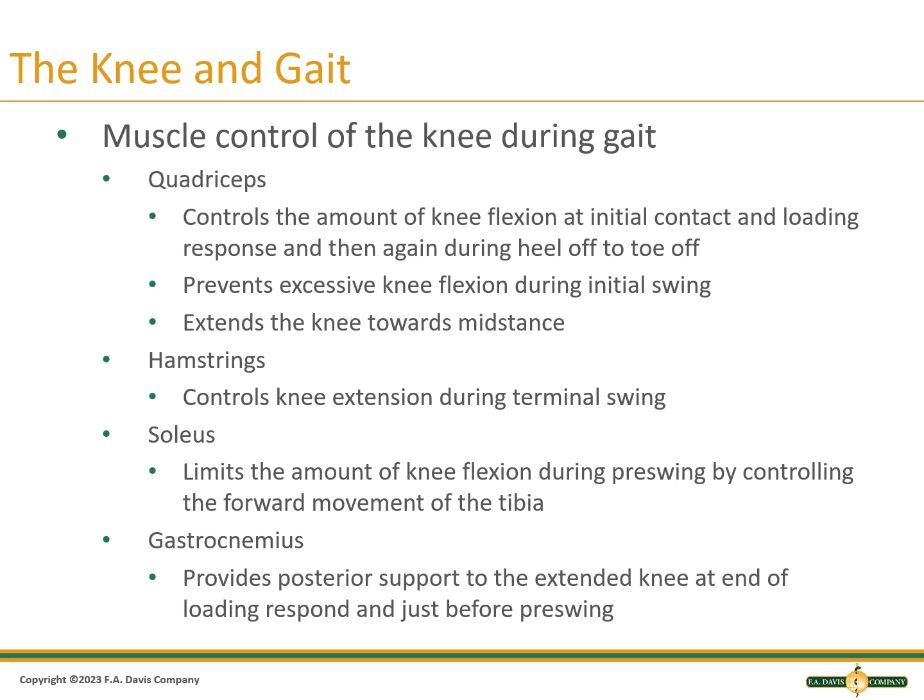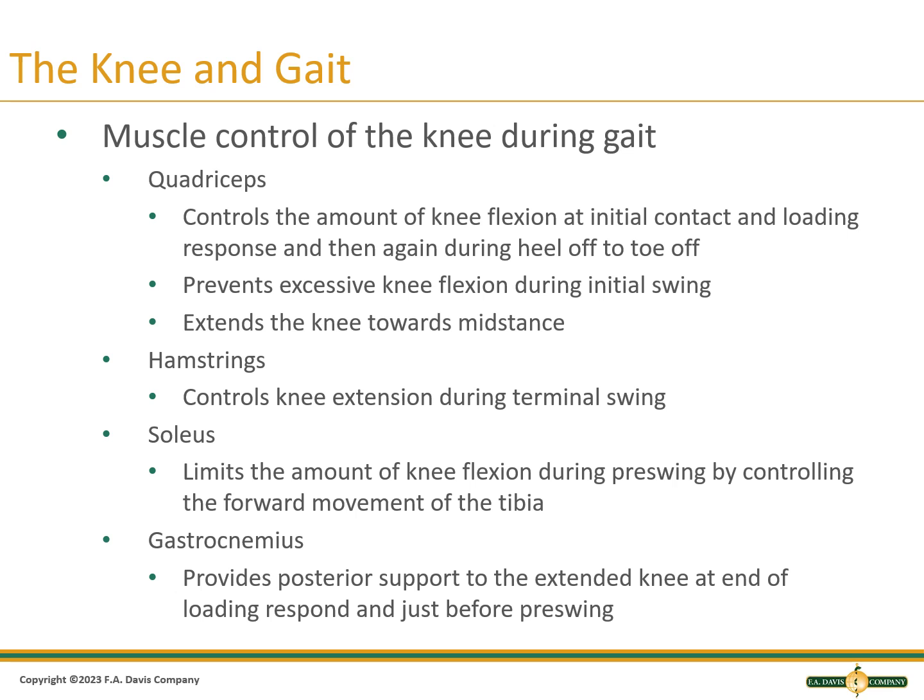The knee and gait. So, muscle control of the knee and gait. Our quadriceps controls the amount of knee flexion at initial contact and the loading response, and then again during heel off and toe off. It also prevents excessive knee flexion during our initial swing and extends the knee during or towards mid stance. So our quad does a lot during gait at helping to not only get the knee extended as we need to progress it forward, but also preventing it from collapsing as we shift our body weight over top.